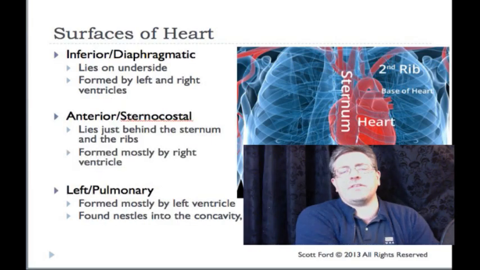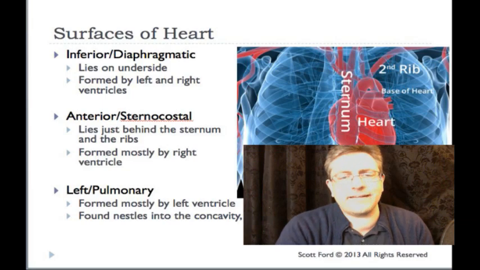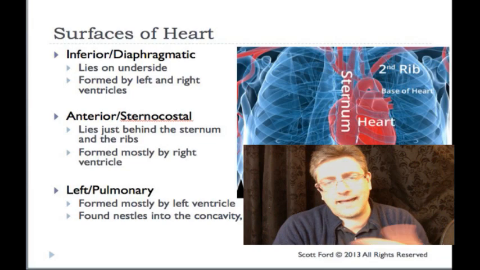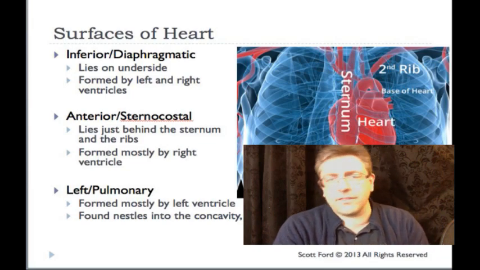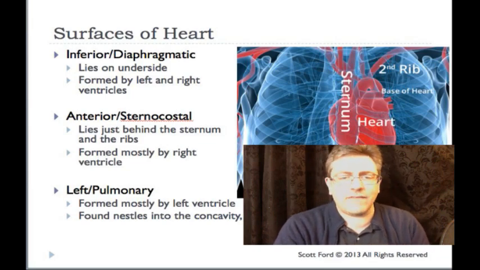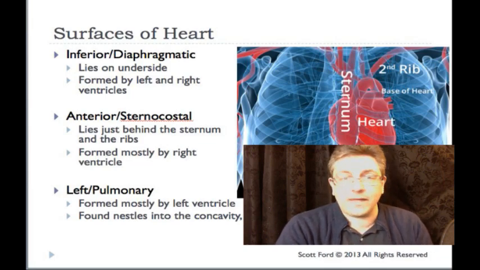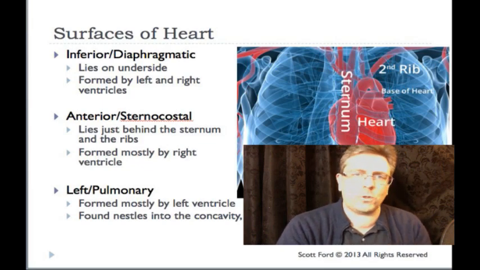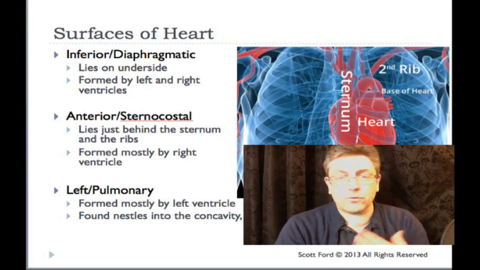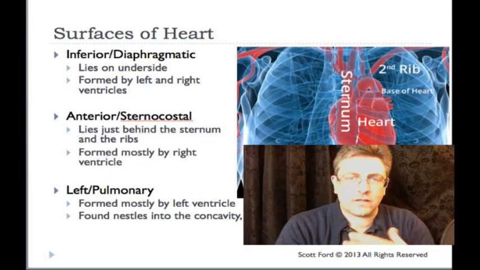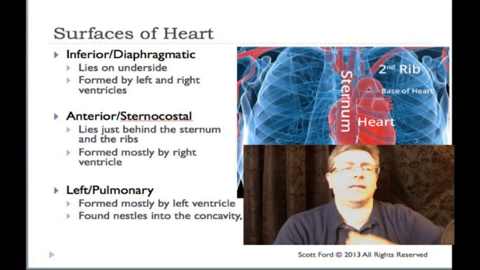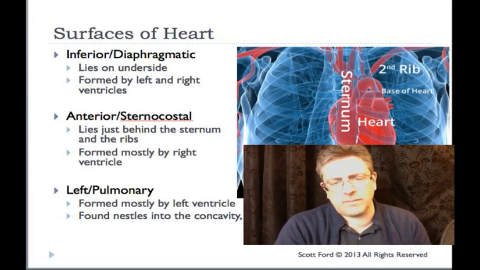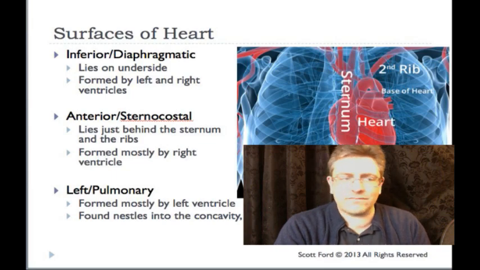Looking at some other parts of the heart, the other surfaces of the heart, we have the inferior or diaphragmatic. It should tell you kind of what it's lying against, the diaphragm, so it lies on the underside. It's formed by the left and right ventricles. And then we have the anterior or sternocostal surface. Again, that kind of clues you in on what it is. Sternum, costal, ribs, so it's the part that's lying closer to the sternum, again, the breastbone, and the ribs themselves. Lies just behind the sternum and the ribs, formed mostly by the right ventricle.